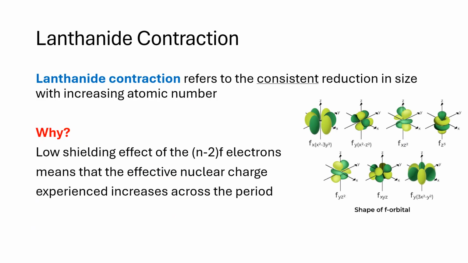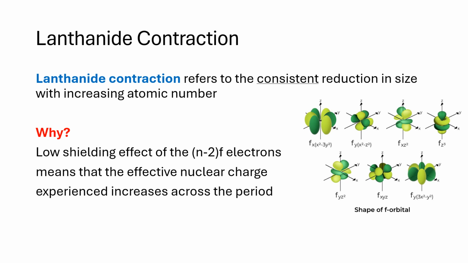Now, the lanthanide contraction is what is responsible for this sort of filling, and it refers to a consistent reduction in size, that is the size of the atom or the ion, with increasing atomic number. You may think, of course, that for some periods, as I increase the atomic number, I do have a reduction in size, but it's not consistent, right?